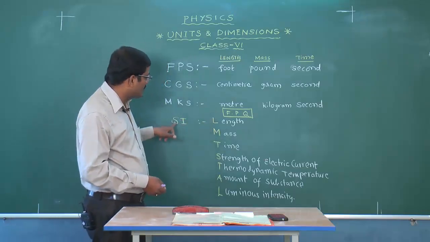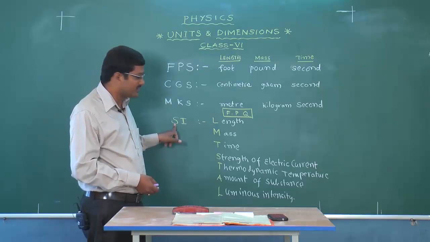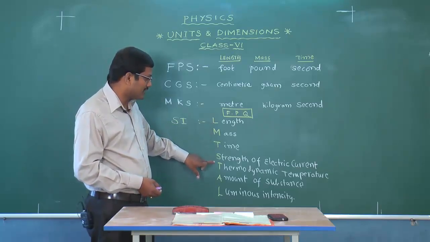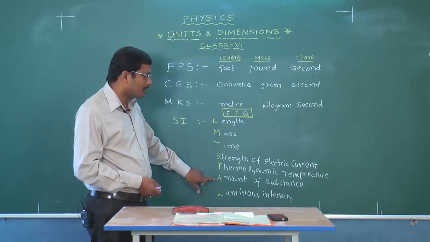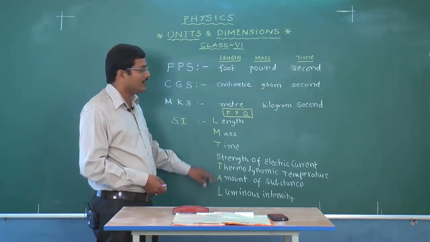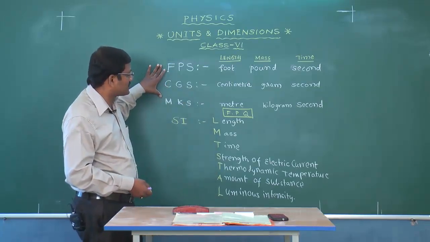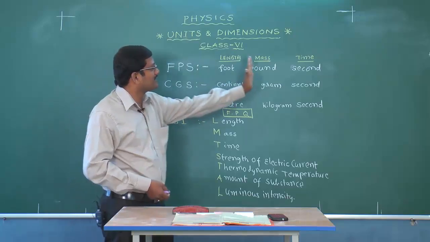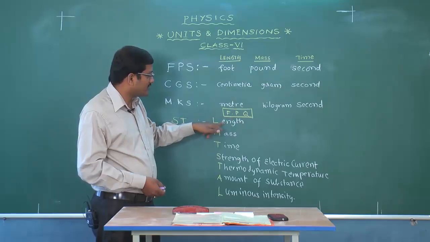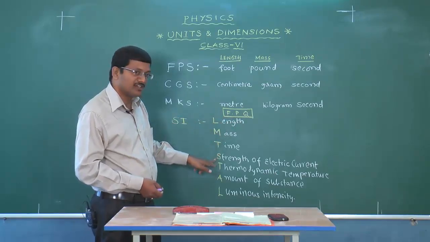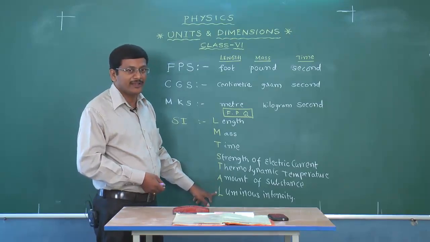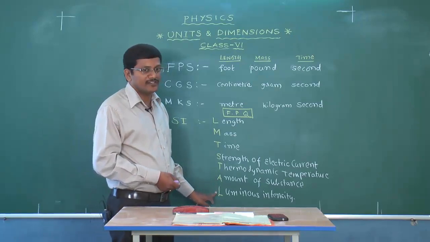The fundamental physical quantities of the international system of units are length, mass, time, strength of electric current, thermodynamic temperature, amount of substance, and luminous intensity. So in the first 3 categories of systems of units, length, mass, and time are organized in this manner, and nowadays scientists use these in different manners, and these also have some units.